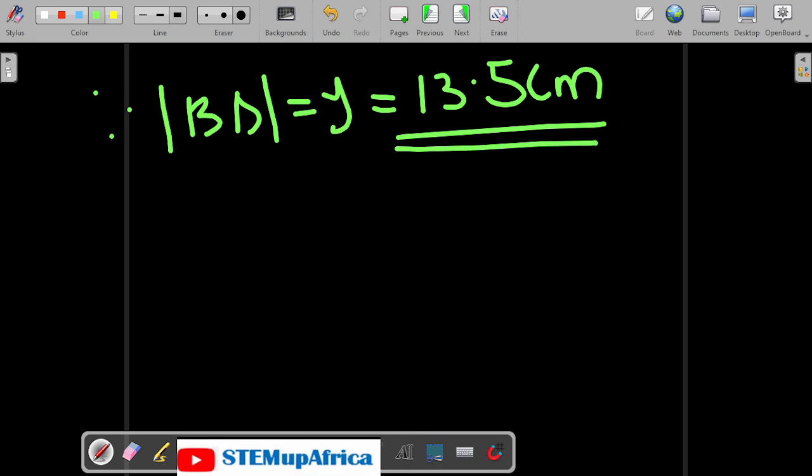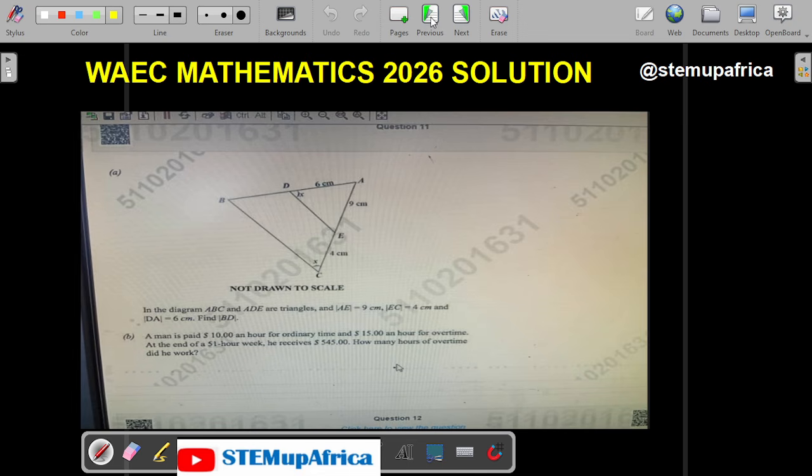13.5 cm. So let's look at question 11b. Question 11b says a man is paid $10 an hour for ordinary time and $15 an hour for overtime. At the end of a 51-hour week, he received $545. How many hours overtime did he work?